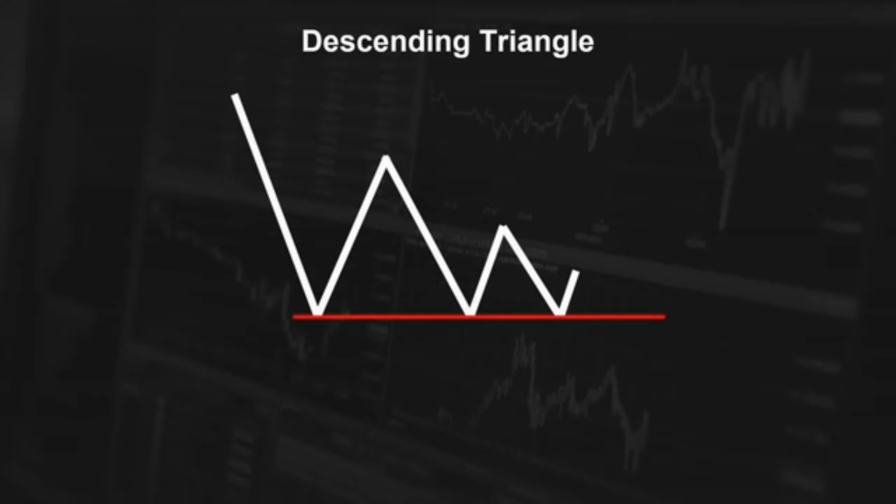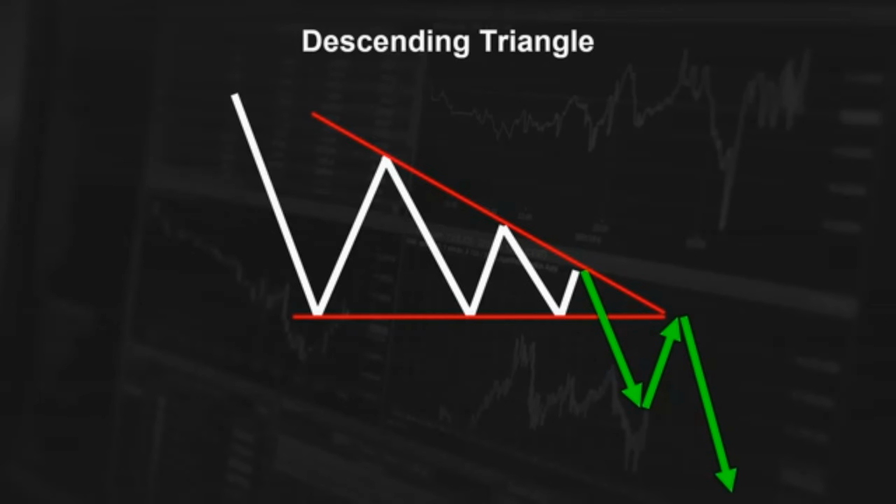Descending triangle. The descending triangle is formed by a horizontal support line at the bottom and a falling trend line at the top. The price makes lower highs while consistently testing the same support level. This pattern shows that sellers are gaining strength, pushing the price downward.